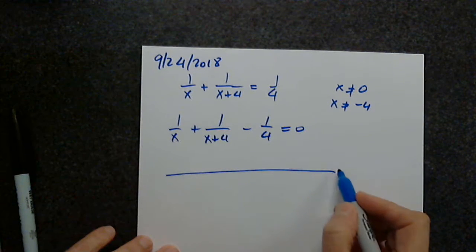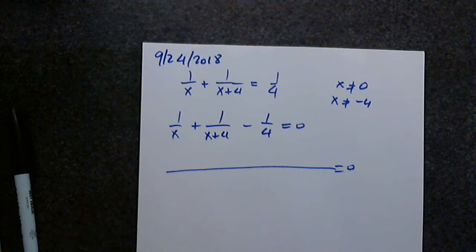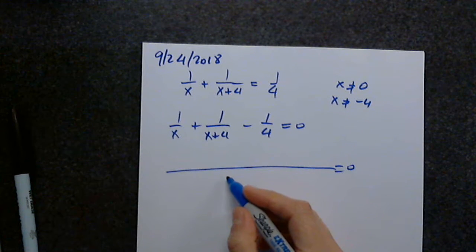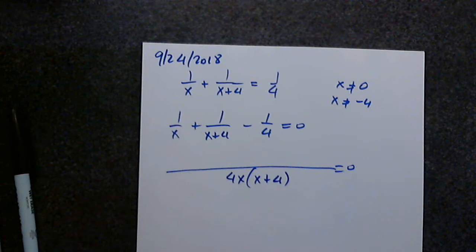I find the least common denominator, which is? x plus 4. How many different factors do we see in the denominator? Three. All three must be in the least common denominator. Please dictate. x plus 4. Very good. All different factors have to be in the least common denominator.